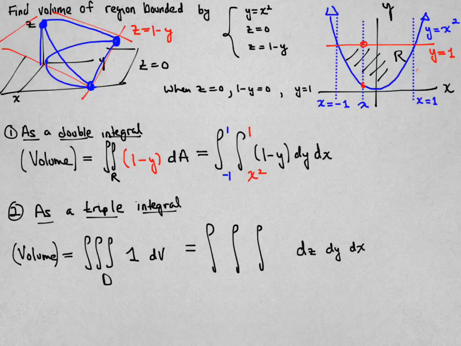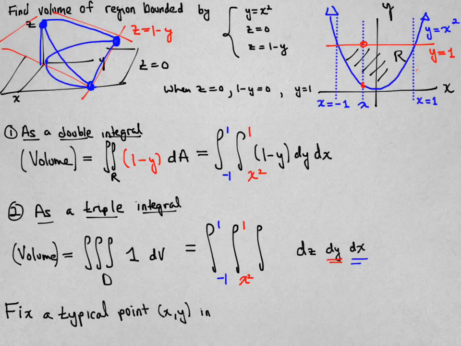And to do that, we just project all the points in our surface down onto the xy plane, as we've done over here in this picture, and then find the limits of integration for that region, and that's exactly what we did when we calculated the double integral. So my limits of integration for x will still be minus 1 to 1. My limits of integration for y will still be x squared and 1. And all we need to do now is find the limits of integration for z.